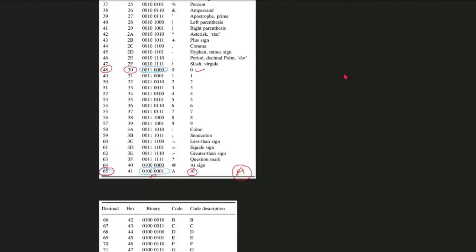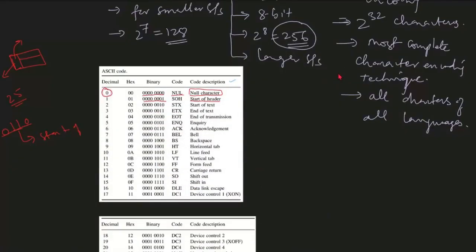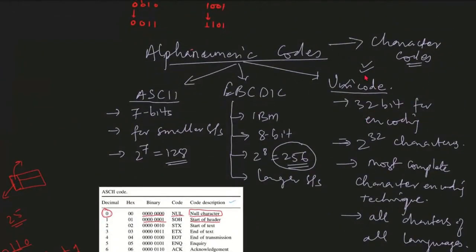But in the case of Unicode, it has 32 bits, so it has lots of characters. It is not possible to show it here. You can just understand it as similar to that, but it will have lots of characters that can be encoded into Unicode. So this is the basic idea for different alphanumeric codes.